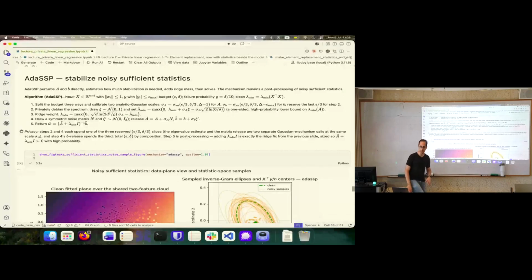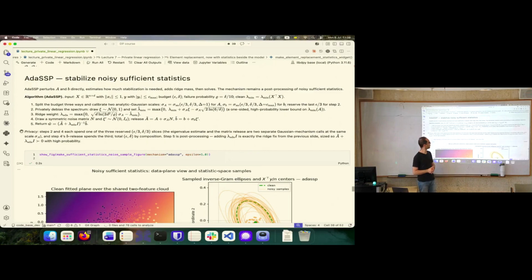And ADA SSP is basically the same idea as analyze Gauss from the privacy perspective. You add noise to X transpose X and to X transpose Y, but instead of computing the OLS, I compute the ridge regression, and by adding some value lambda that corresponds to the amount of noise I added, I can ensure that at least with high probability everything will be invertible.